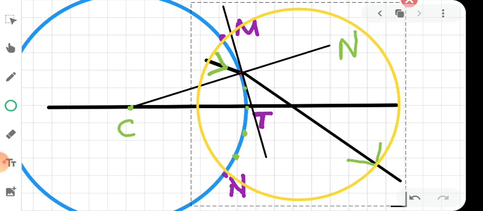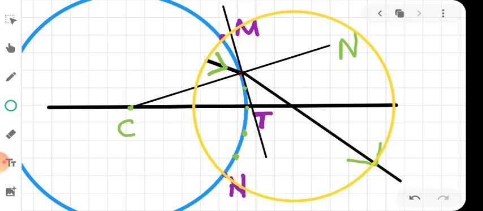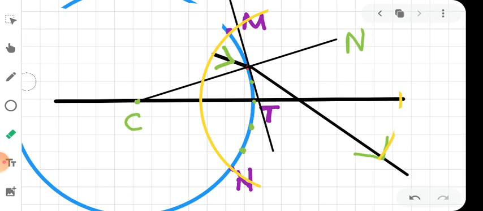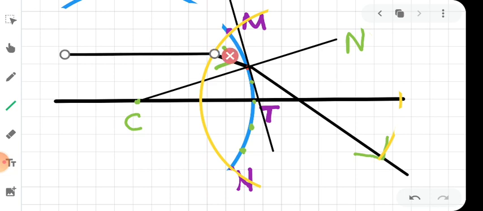Let me put everything back together. So we had this first interface. Let me erase the rest of the circle over here also. So I got rid of that. At the first interface, the ray traveled in this manner. So that was our incident ray. This is our incident ray.